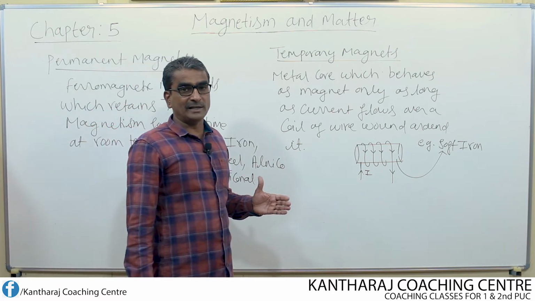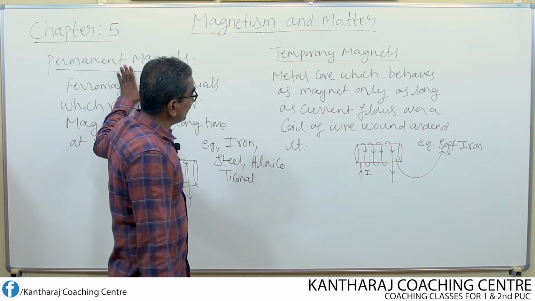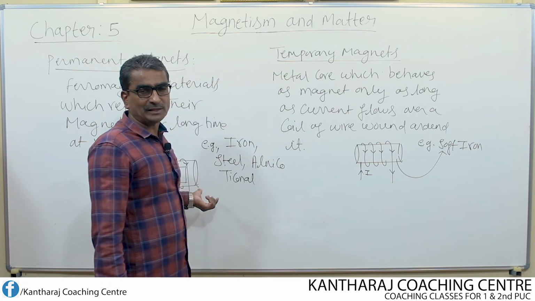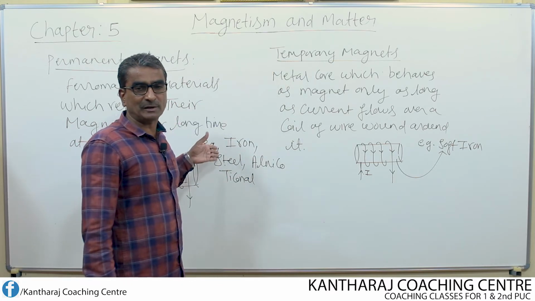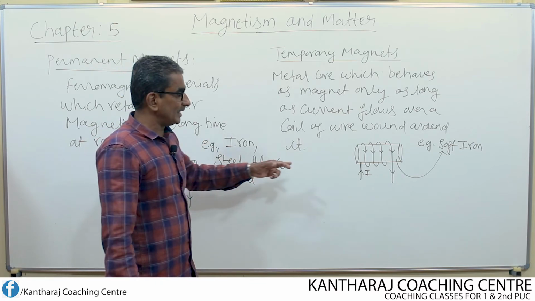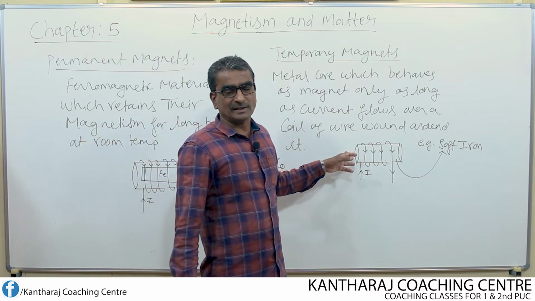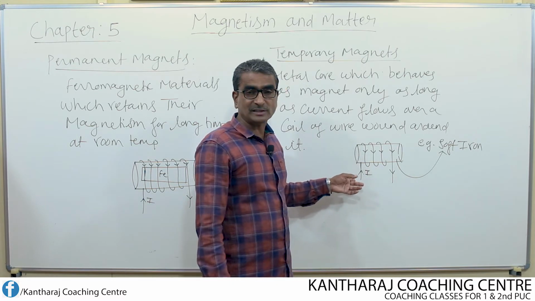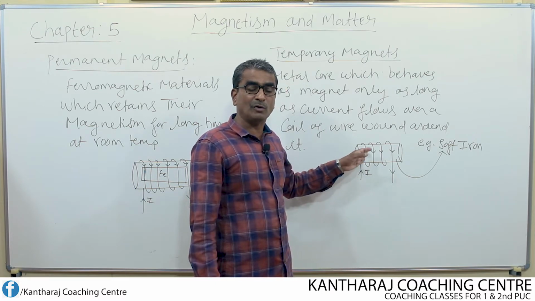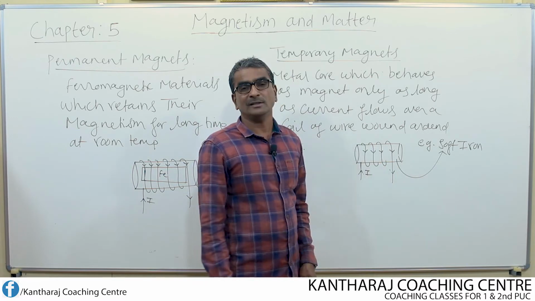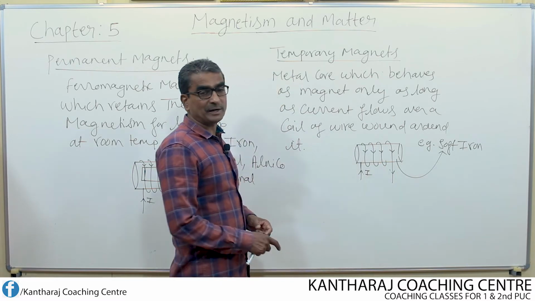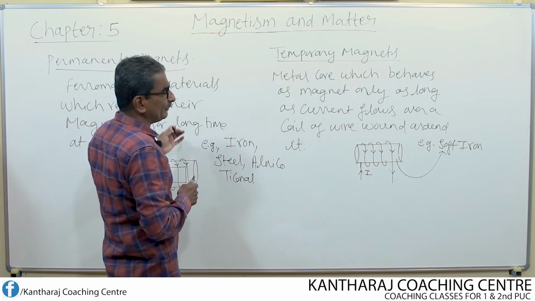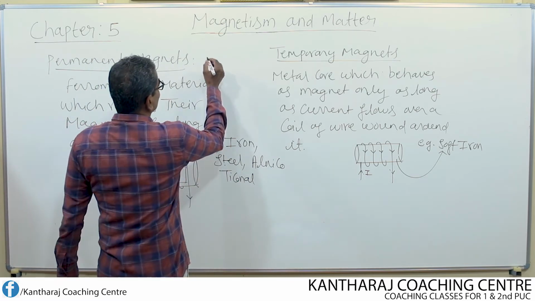Already we know how permanent magnets and temporary magnets are prepared. Permanent magnets are prepared by keeping the ferromagnetic metal inside a solenoid and passing a strong current, whereas temporary magnets are prepared by passing the current through a coil of wire wound over that iron bar. But there is one more method of preparing the permanent magnet. There are different methods, but let us consider one more method.